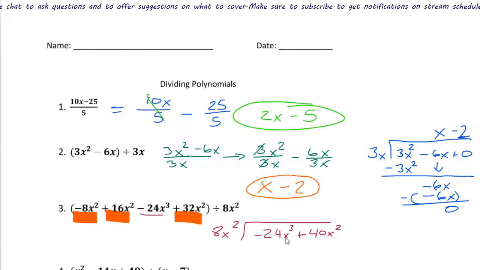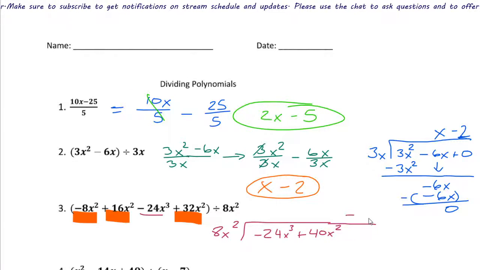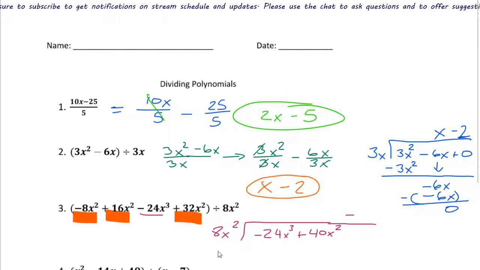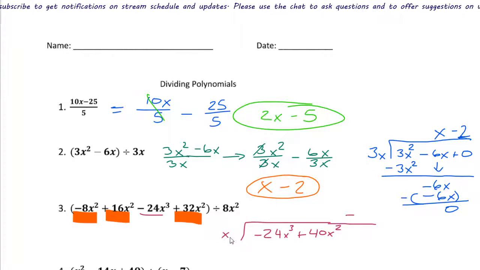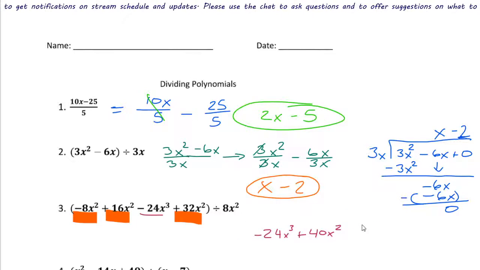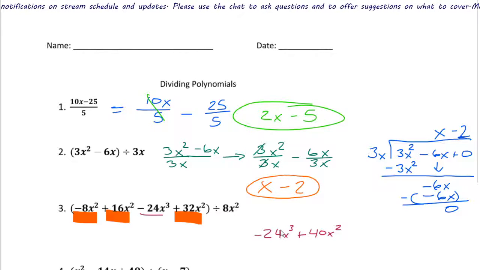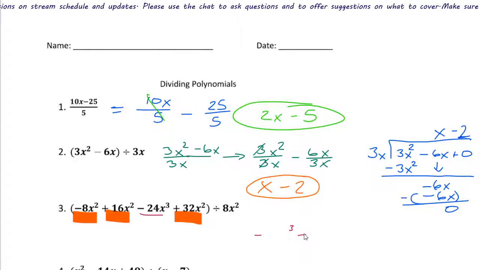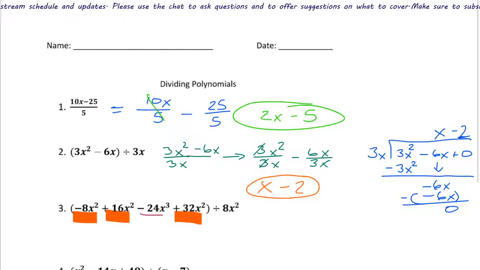So then what can I multiply 8x squared by to get to negative 24x cubed? It's going to be negative 3x. In fact, we'll just set this up as a fraction, so we'll just rewrite this to be easier. Sorry, y'all.